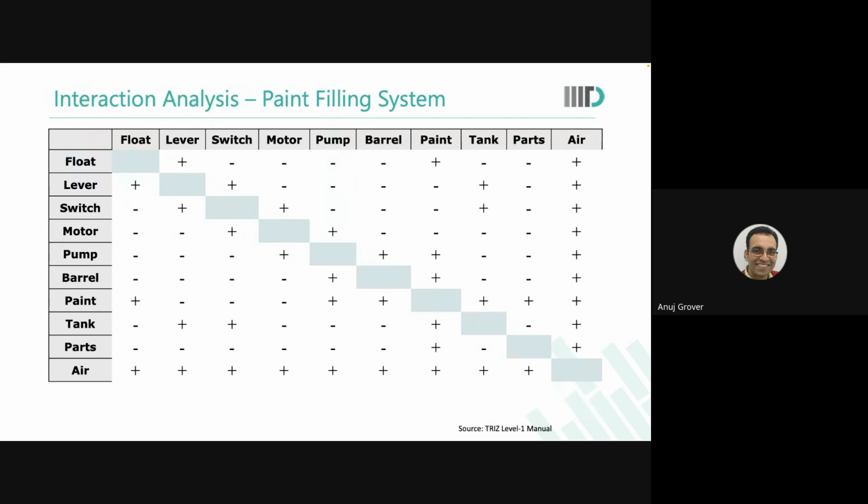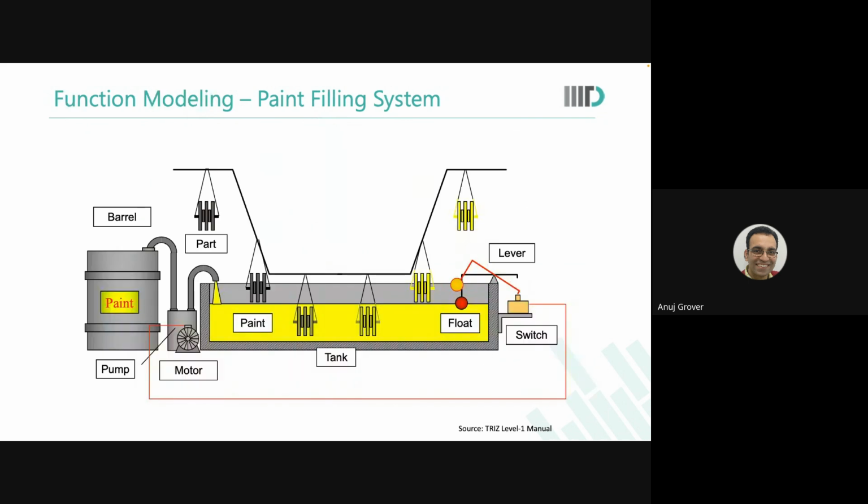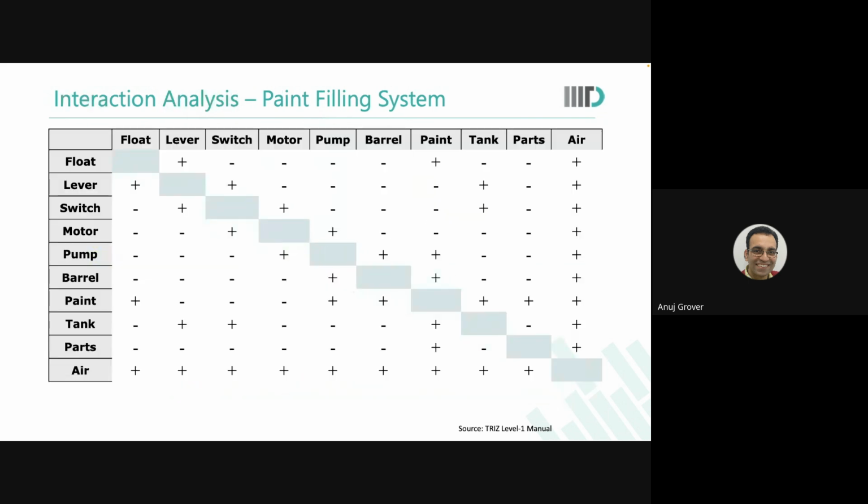This is the interaction matrix. This is the model. Just try to list down the functions of different components. You have 10 minutes. Try to list down the functions that you think you would want to model in the function model there.